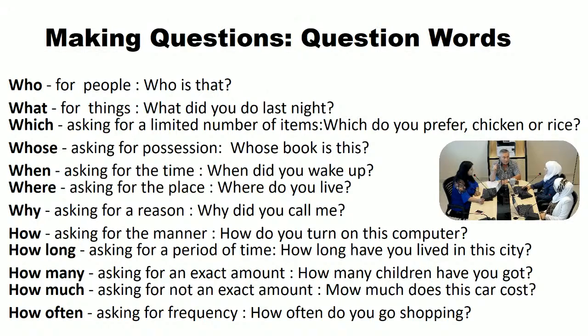So when we make the WH question, we start usually with the question word. But how can we choose the suitable question word? You have to know that we use who for people when we are asking about people. Who is that? What for things? What did you do last night? What are you doing? Something like that.